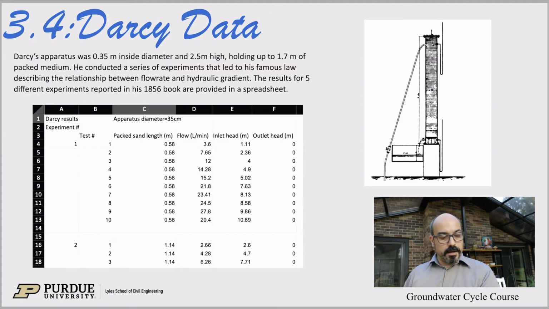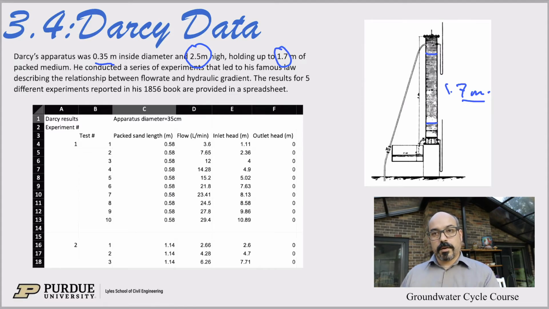Again, a quick reminder of the apparatus from Darcy. You already saw it when we did the lecture on permeameters a couple of lectures back. It was a foot in diameter, 35 centimeters, so quite a large column, 2.5 meters high, and you could fit up to 1.7 meters of sand. So quite the column experiment.